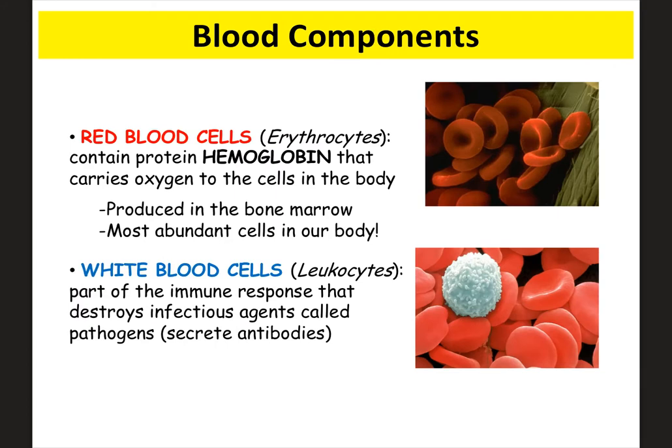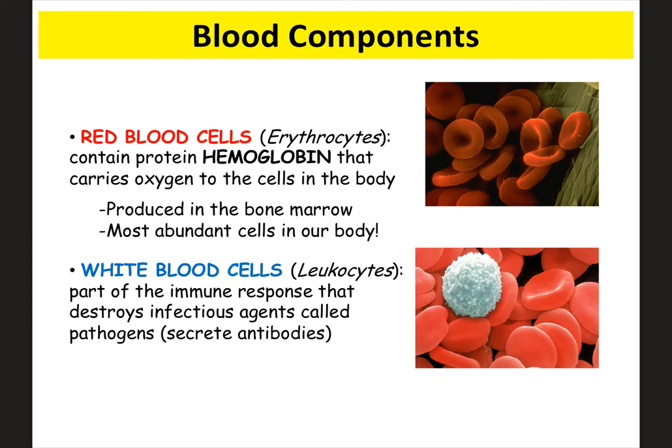Now I'm going to walk you through the different components of blood. There are four different components that we're going to look at here. The first is the red blood cell. Red blood cells are also known as erythrocytes. They have a very important protein called hemoglobin. Hemoglobin will attach to the oxygen and bring it to different cells in the body.